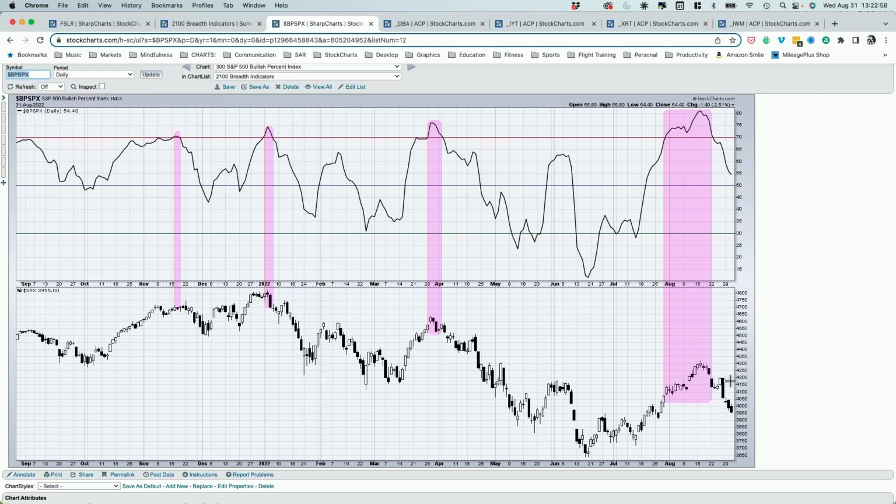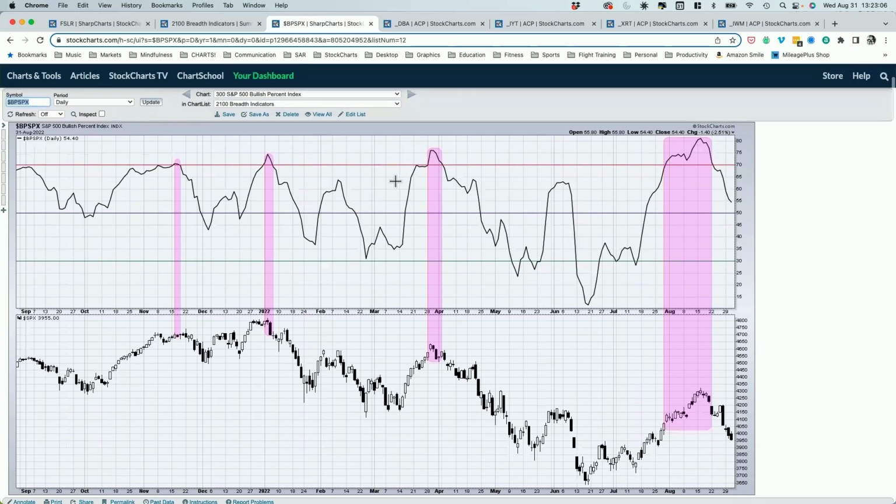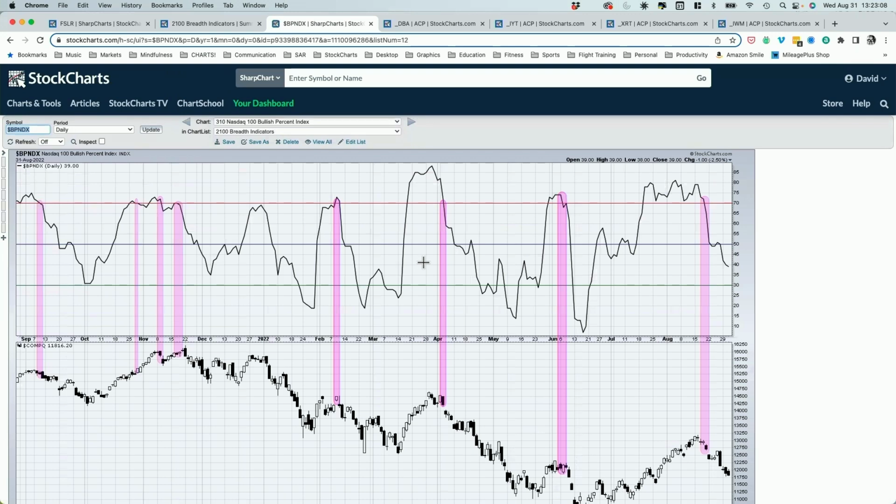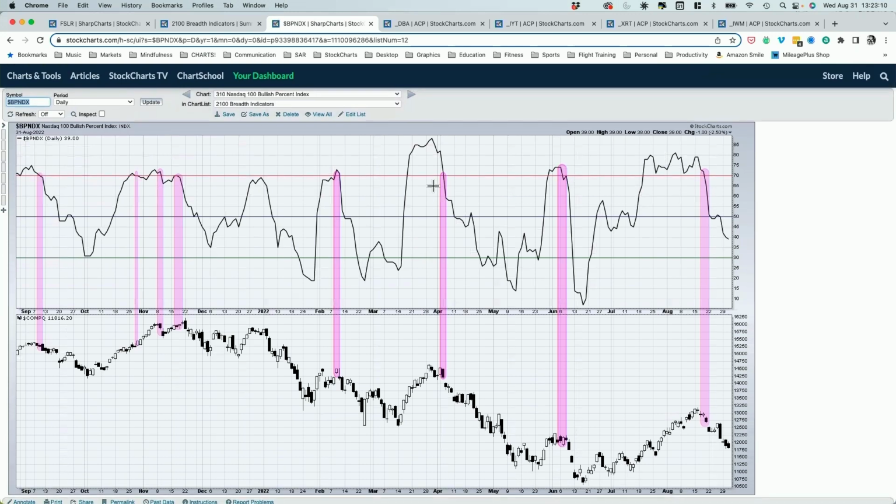That signal was triggered on the 23rd, I want to say, about a week ago. And you can see obviously what's happened since then. We've seen a little further distribution. We also saw that from the NASDAQ 100 bullish percent index. I've highlighted all the times when we went above 70% and then came back down. You can see that it's basically been every major top here in, certainly, the last 6 to 8 months.